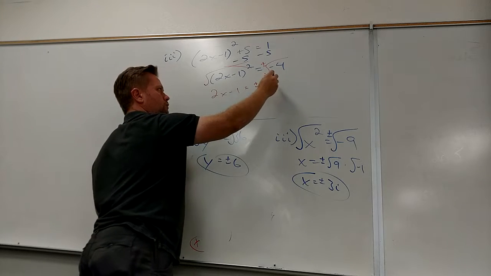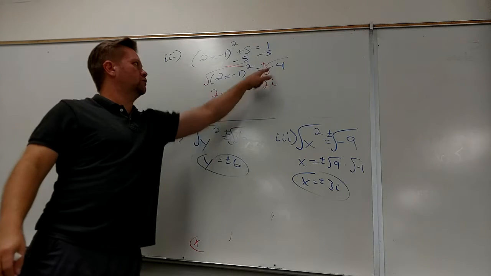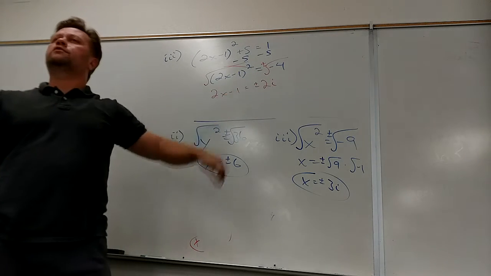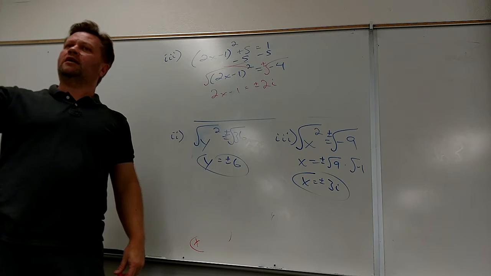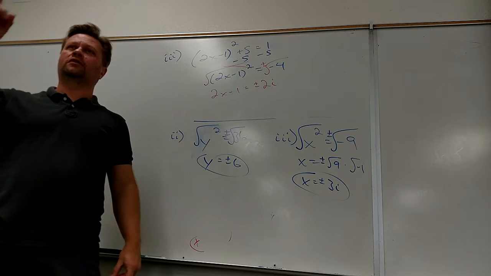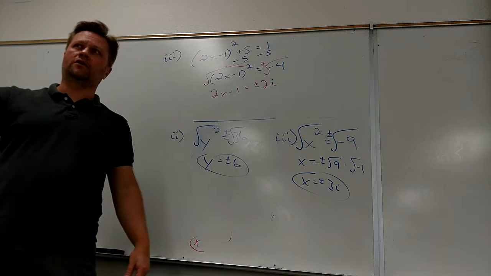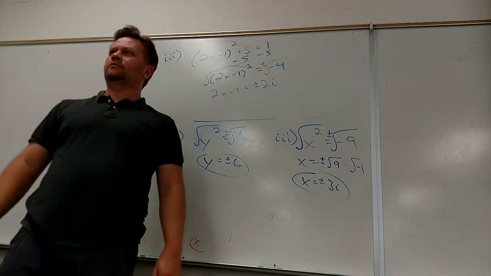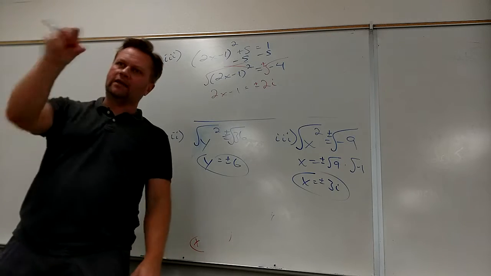Square. 2i. Square root of 4 is 2. The square root of negative 1 is i. So real quick, what's the square root of negative 49? 7i. What's the square root of negative 100? 10i. Bam. If you know the square root of blank, you know the square root of negative blank. You stick an i on it, right? Like googly eyes. You stick an i.